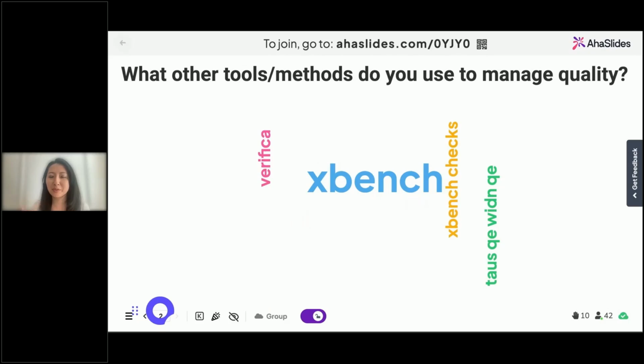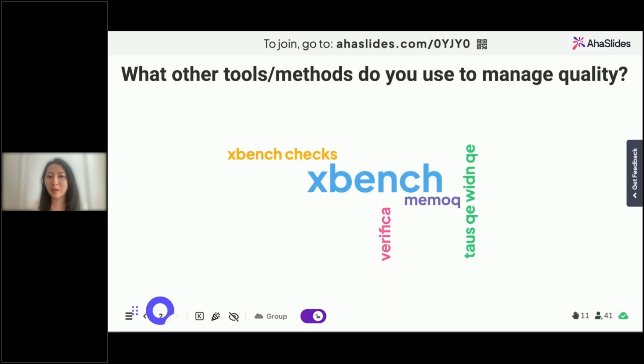So it seems like everyone's typing similar answers, which is why you see some of the words appearing larger than the others. So Xbench seems to be something that's consistently showing up in the answers. And I guess what I'm looking for is not the name of the software, but more what the tool is, what the method is, if it's human driven. But I think, yeah, we'll give a chance for one or two more answers.